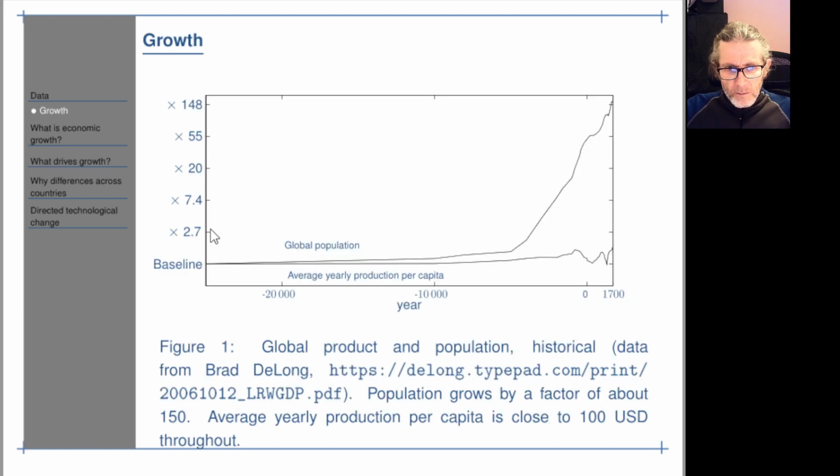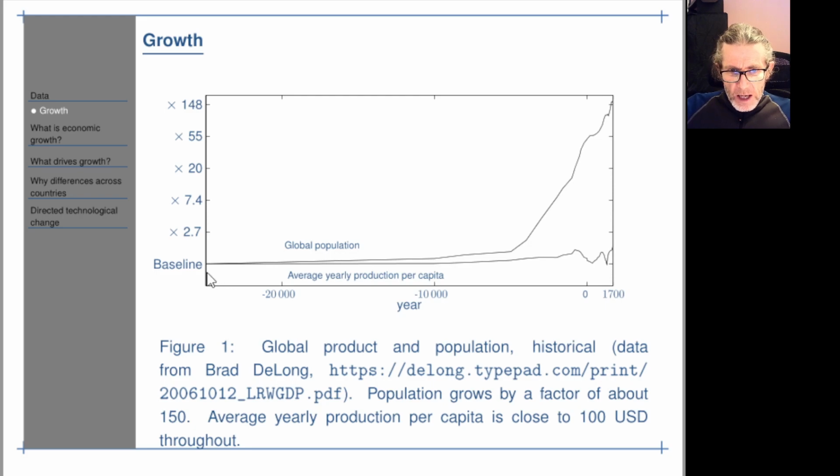Data. So what have we got here? We've got an x-axis with years, and we're going back 25,000 years in time. And we've got a logarithmic scale on the y-axis, so each interval is multiplying what's being measured by the same factor, in this case 2.7.